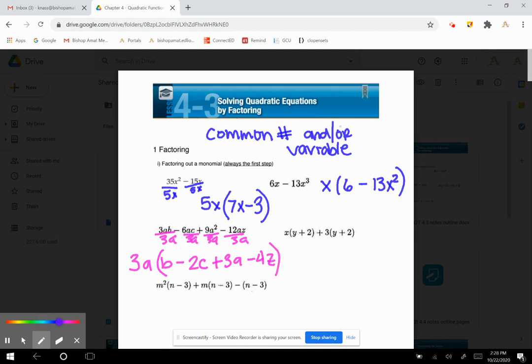Here, because the inside numbers are the same, what's in common is the y plus 2. So what do you have left over? If you pull a y plus 2 out, then you have an x plus 3 left over.